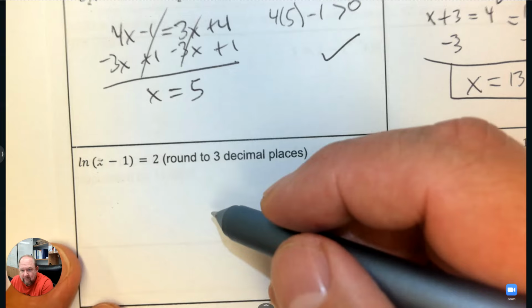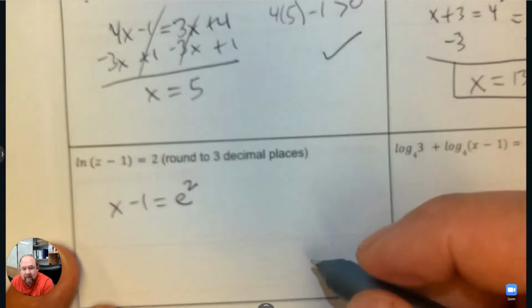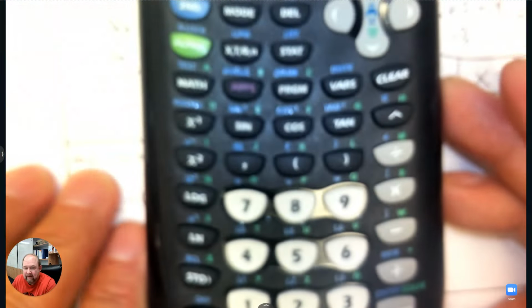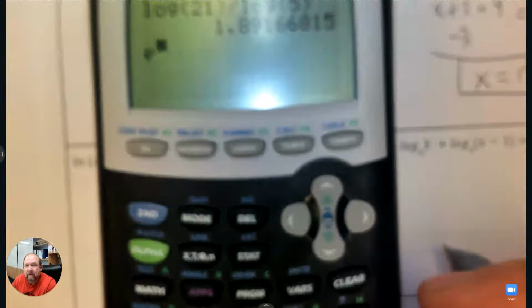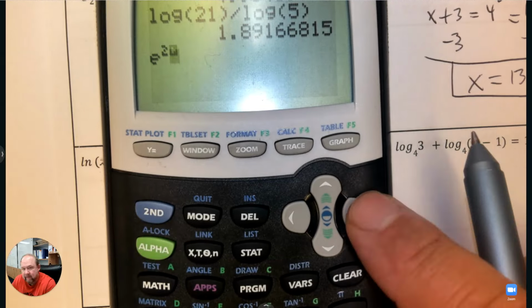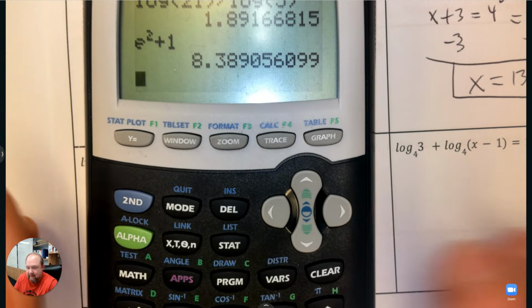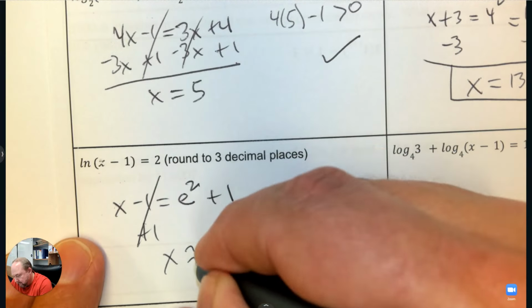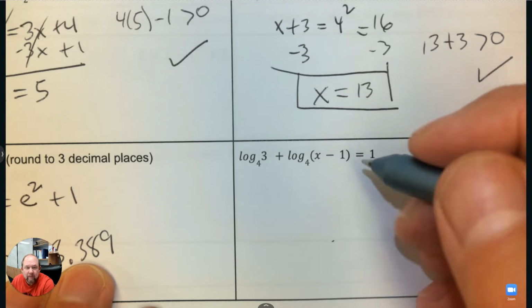All right, can you solve this logarithm? This one's going to require a calculator. x minus 1, the base you don't see is e, and the exponent is 2. Add 1, but now you need your calculator. So it has to go e squared plus 1. With this calculator, e is in blue. So we go second and then e. And then you'll see it pop up and then that's 2. Move the cursor. Is it plus 1? And then enter. So 8.389.